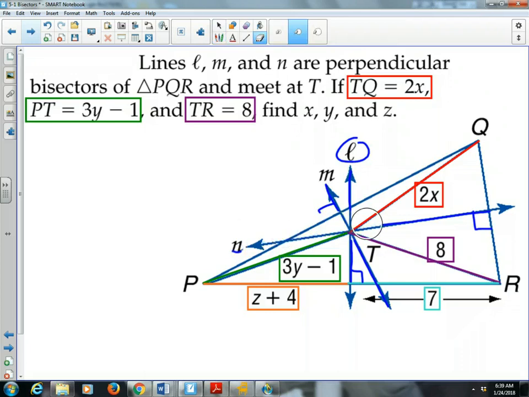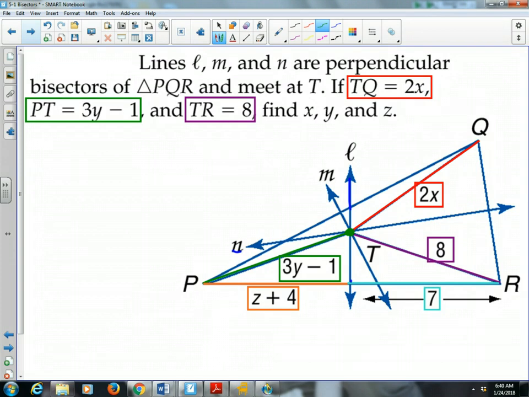All right, so now that we understand this picture a little bit better, it now says they meet at T, so T is a point that is on all 3 of those bisectors. TQ is 2x, PT is 3y minus 1, and TR equals 8. Find x, y, and z. Well, let's go in that order. Let's find x first. So right here I see 2x. And 2x is the distance from Q to T.